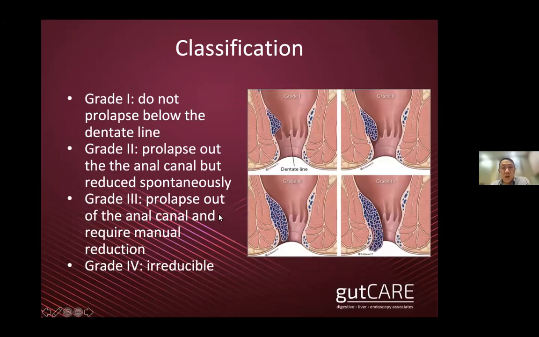The classification of hemorrhoids is important because the treatment modality follows the classification. Grade 1 hemorrhoids are those that do not prolapse. Grade 2 is a prolapse, but they can be reduced spontaneously. Grade 3 prolapses and needs to be pushed back in, and grade 4 are irreducible.